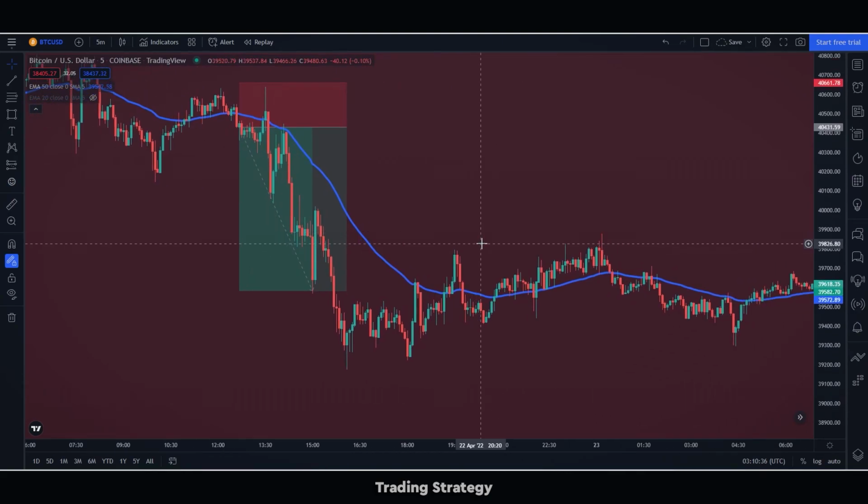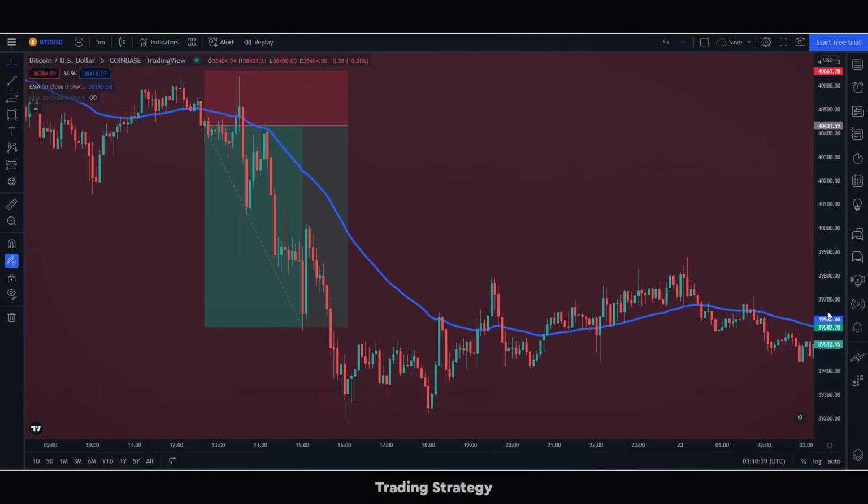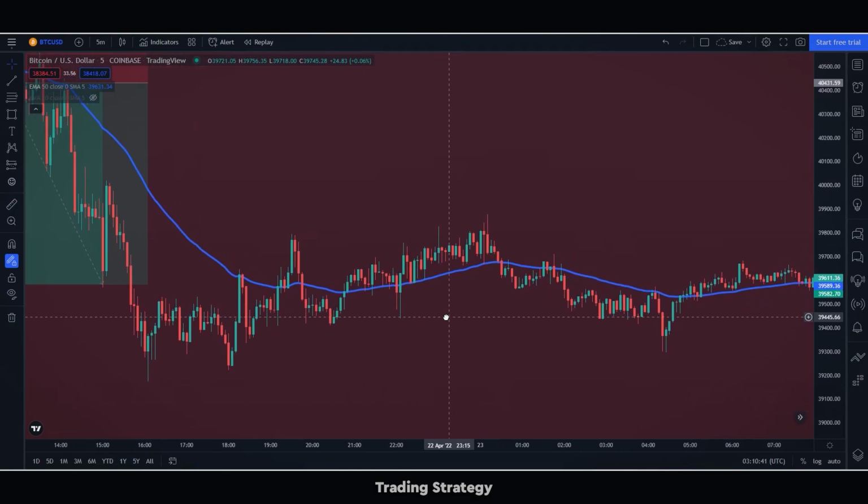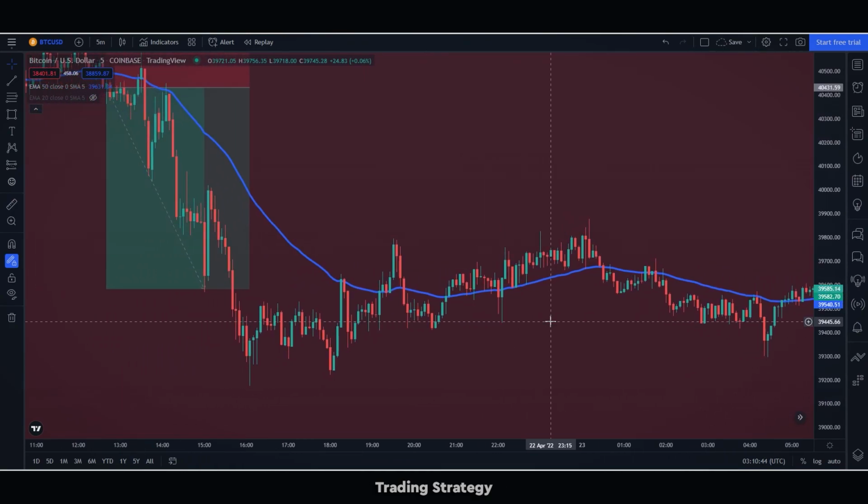I hope that this strategy has been useful to you. Do not forget that before trying it with real money, you need to try it in a demo account so that you can put it into practice by yourself.